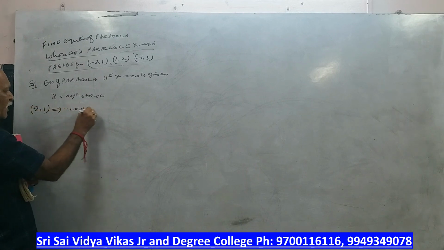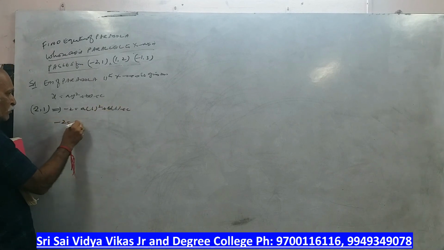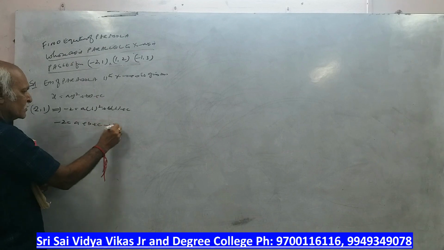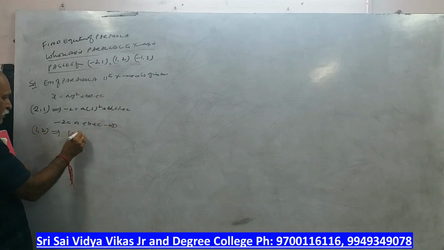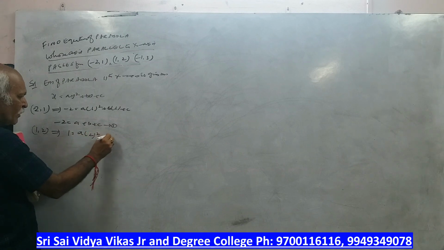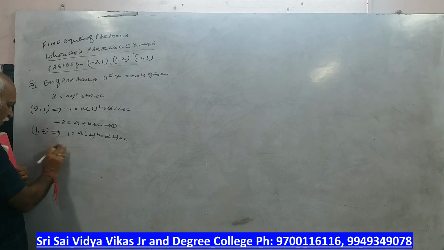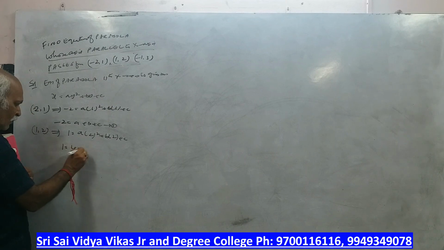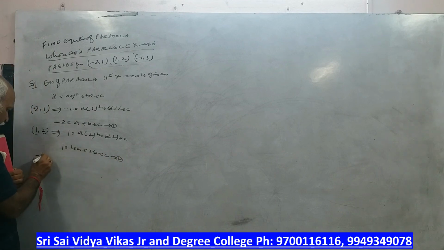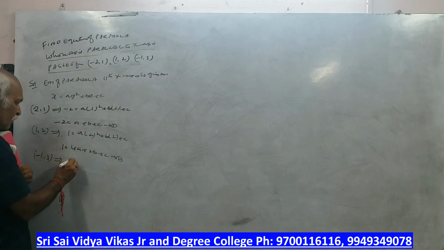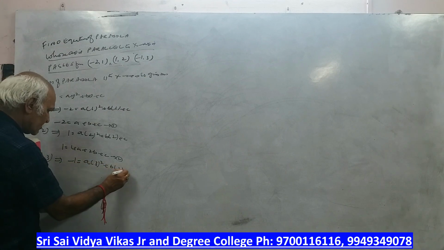Minus 2 is equal to a into 1 square plus b into 1 plus c. Minus 2 is equal to a plus b plus c. First equation. What is second point? 1 is equal to a into 2 square plus b into 2 plus c. Minus, 1 is equal to 4a plus 2b plus c. Second equation. What is the third point? Minus 1 is equal to a into 3 square plus b into 3 plus c.